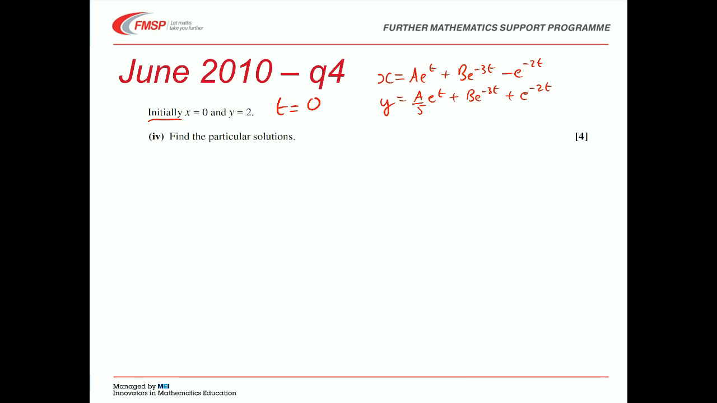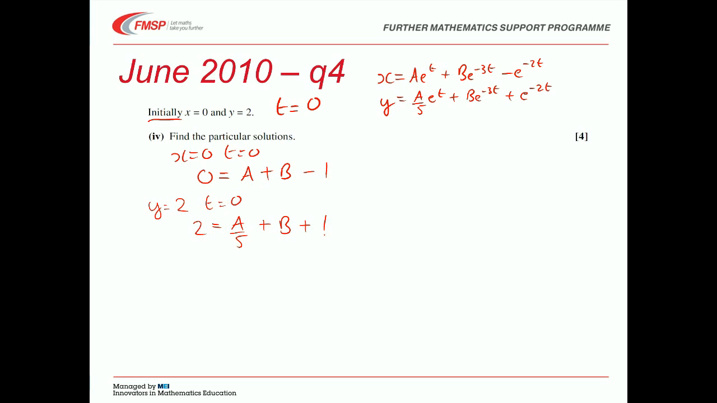First of all, let's use the fact that x is 0 when t is 0. That means I've got 0 is equal to a, and e to the t is just 1, plus b, e to the minus 3t is still 1, and minus 1, because that last e to the minus 2t is still just 1. That's pretty useful, but I can't actually get a or b out of that. I need to also use that y is 2 when t is 0, and from the second equation I've got 2 is equal to a over 5 plus b plus 1.